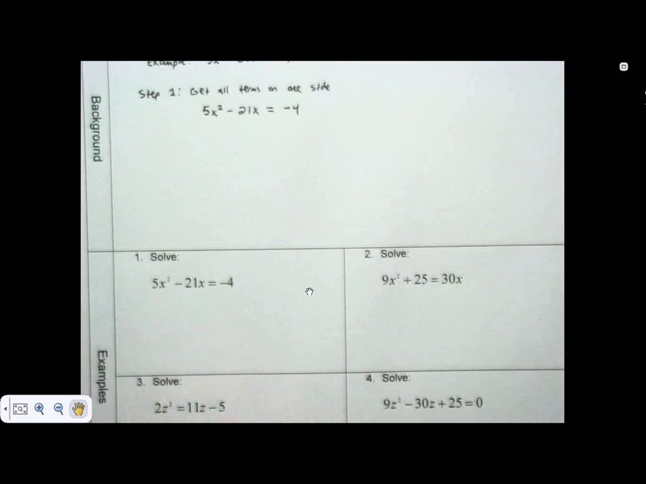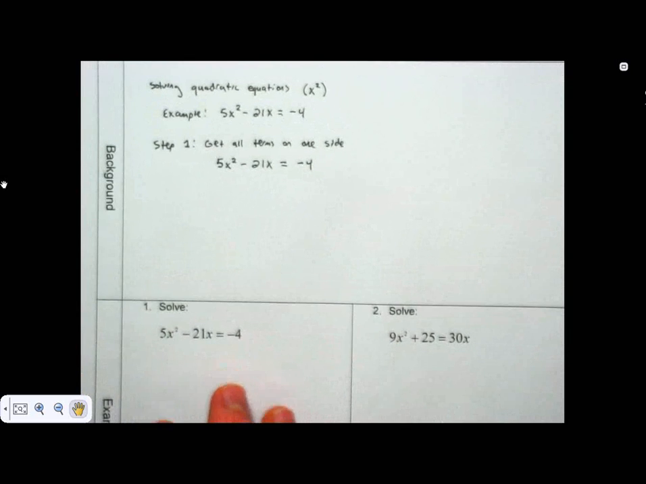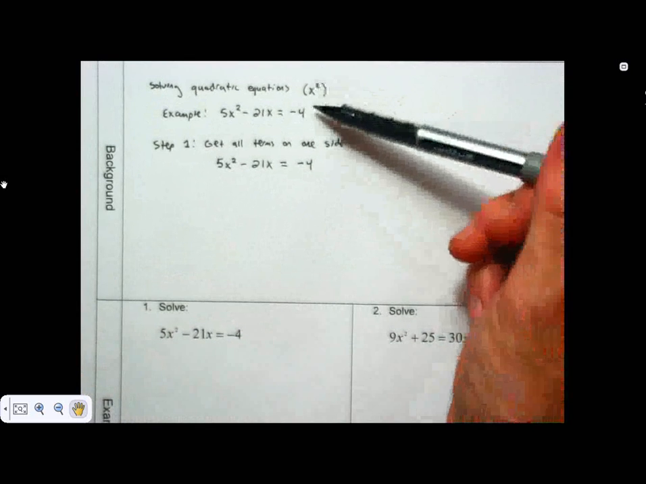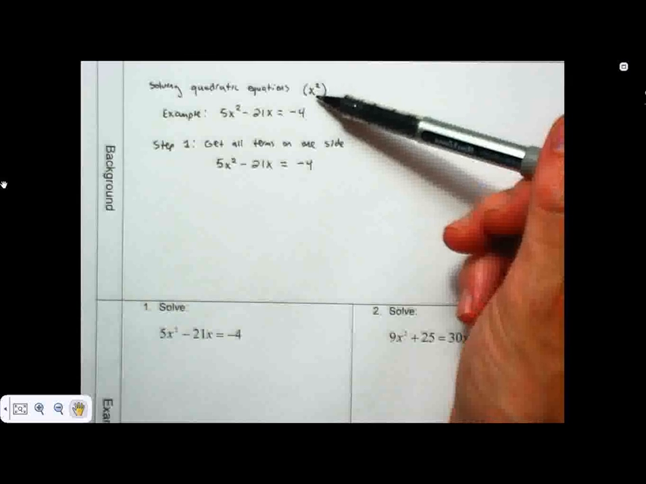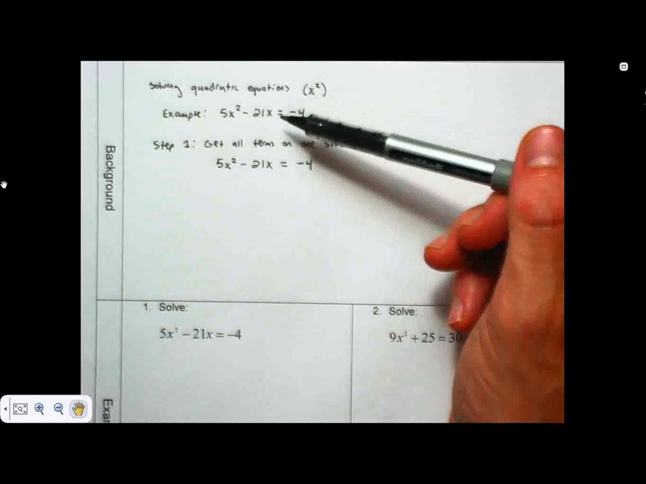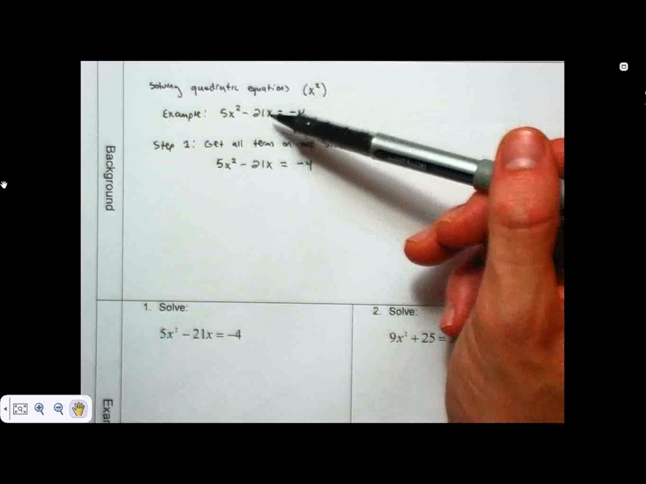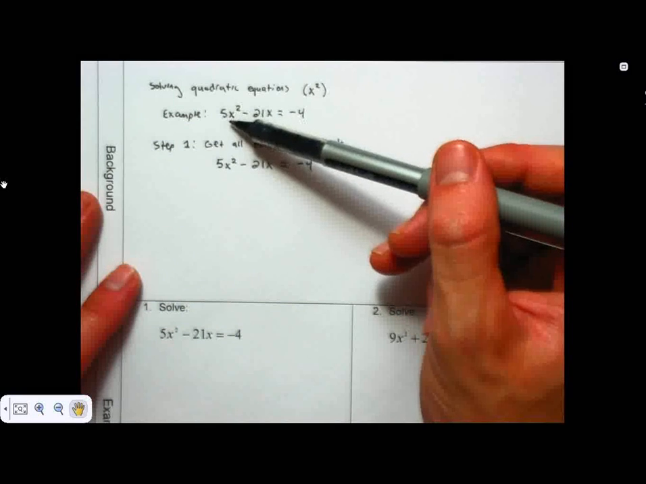Welcome. In this video, we'll be taking a look at how to solve quadratic equations. So quadratic equations, the way they're different from the equations we've solved so far is they have an x squared in them. And that's really the highest power of x that we see. So we've solved equations with just x's before, but we've really never solved equations where there's an x squared.